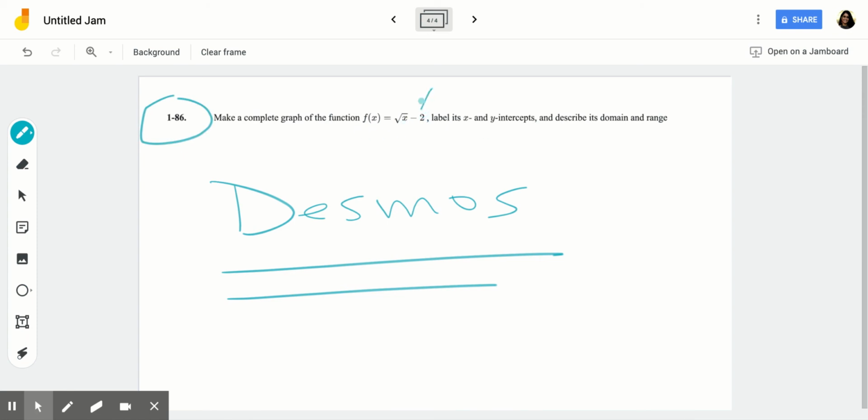Make sure the -2 is outside the square root when you type it in. So it should be the square root of x, very clearly in Desmos, the square root of x, and then a -2 on the outside, or you're going to get the wrong answer. And then you're going to try to find the x and y intercepts, describe its domain and range. So really, I want you to practice these things by using Desmos.